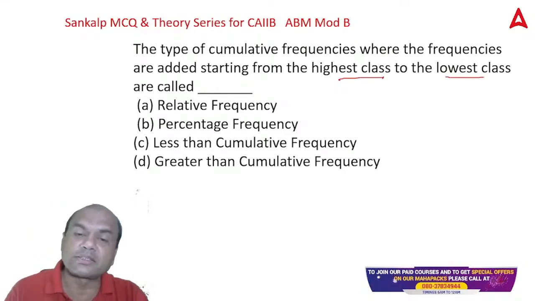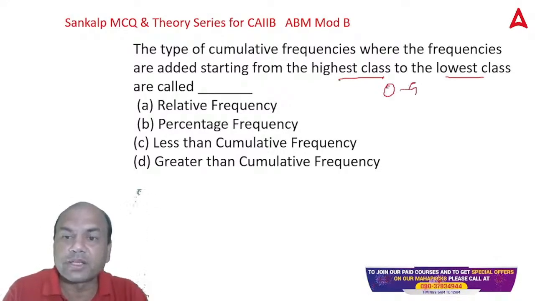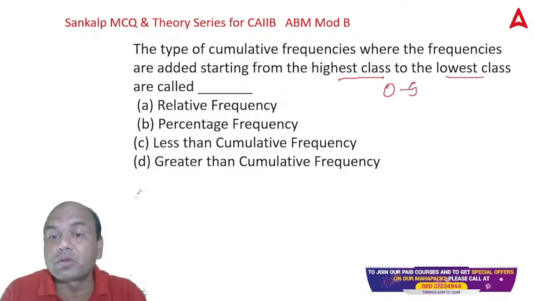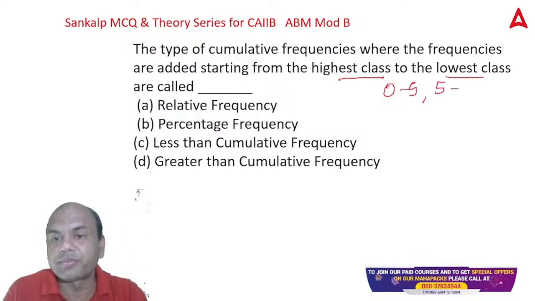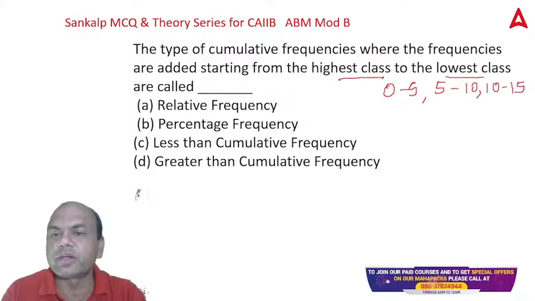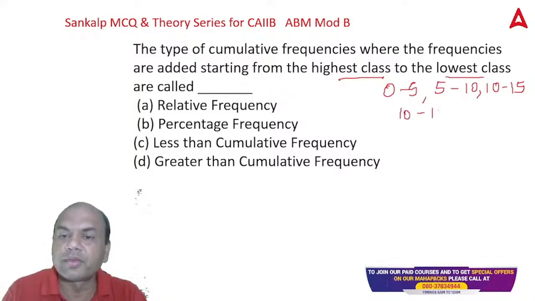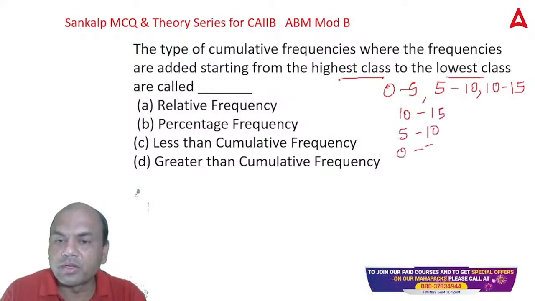Suppose these are the classes, let me explain it. Let me make it simple: 0 to 5, 5 to 10, 10 to 15 and so on. Class means upper limit and lower limit. Let's take 3 classes. Now suppose I arrange them this way: 10 to 15, then below 5 to 10, then below 0 to 5.